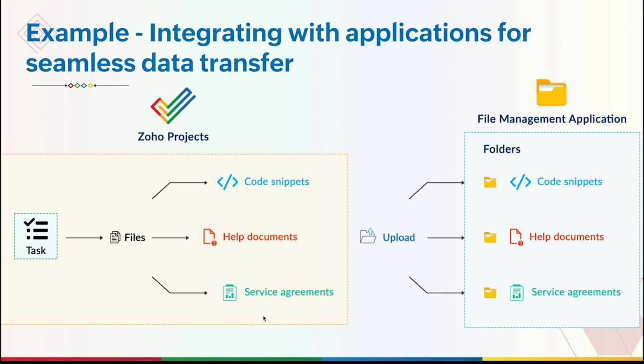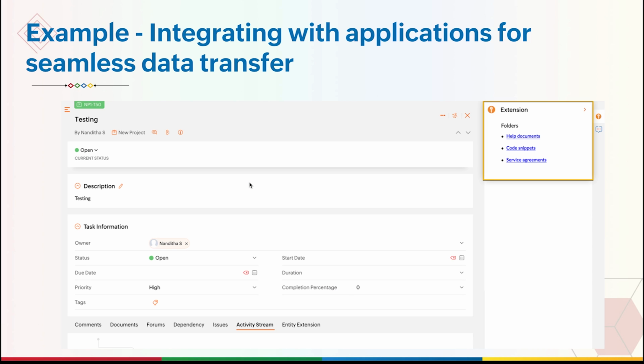Manually categorizing and uploading the task-related files to category-specific folders in the file management application would be a time-consuming and laborious process. However, how simple would it be to integrate the file management application with Zoho Projects so that you can easily categorize and upload files to the file management application from within Zoho Projects itself? Well, this can be easily achieved with the help of an extension.